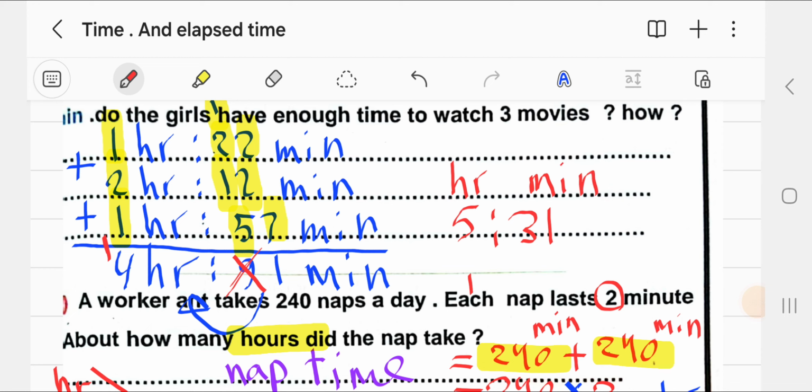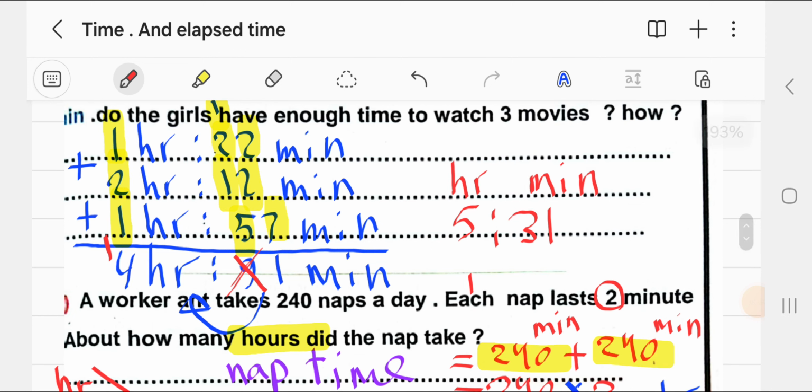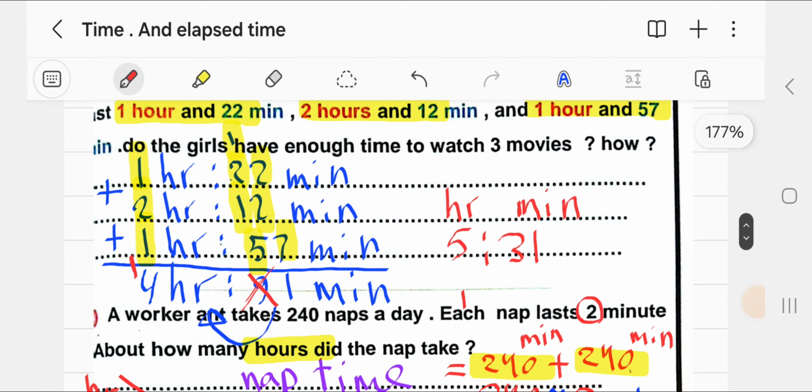يبقى تاني أنا خدت 60 minutes وقلت 60 minutes هنا وديتهم على الأور وزودتها 1. يبقى الأور زادت 1. ليه؟ خدت 60 من 90. طب لما 90 أشيل منها 60 يتبقى لي كام؟ يتبقى لي 30 ومعايا 1 يبقى 31. يبقى ده كل الوقت اللي هم محتاجينه عشان يتفرجوا على الموفيز. طيب لاحظوا كده أنا معايا 5 hour وزيادة و31 minutes.